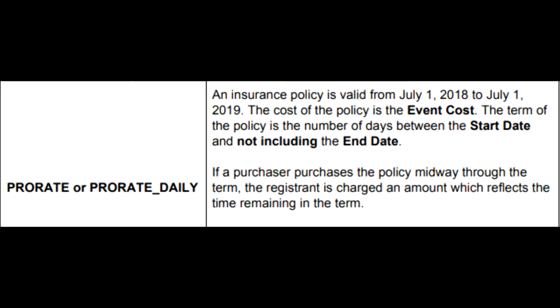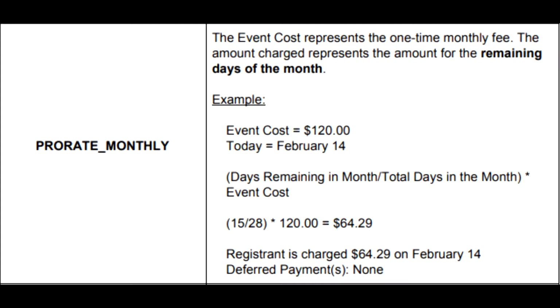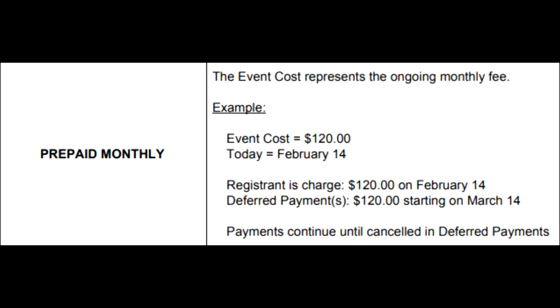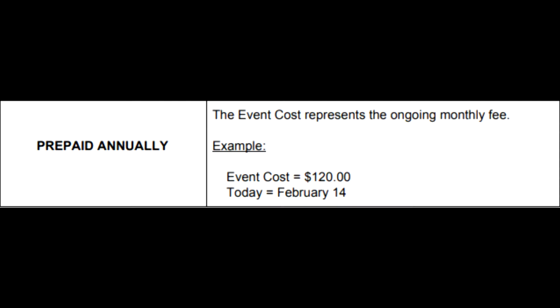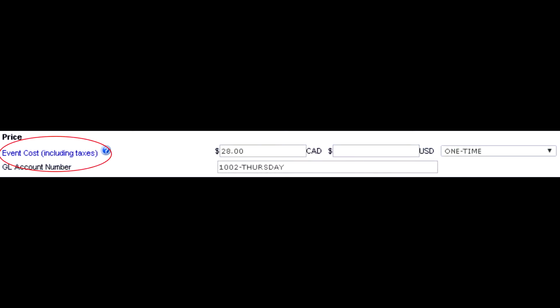basis. 4. Prorate/prorate daily. The event cost is based on how many days are left until the event end date. The registrant is charged the full amount at the start of the next cycle. 5. Prorate monthly. It's the same thing as prorate/prorate daily, except it is based on how many days are in a month, not the whole year. 6. Prepaid monthly. The registrant pays for the month at the beginning of the month instead of at the end of it. 7. Prepaid annually is the same as prepaid monthly except on a yearly scale. For more details, please click on the event cost including taxes hyperlink.